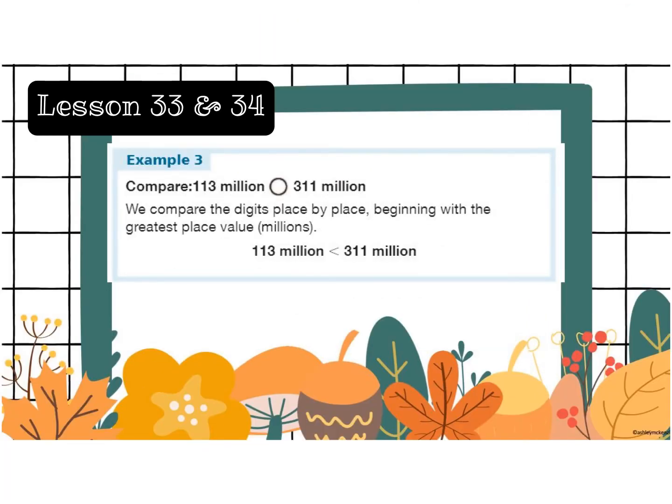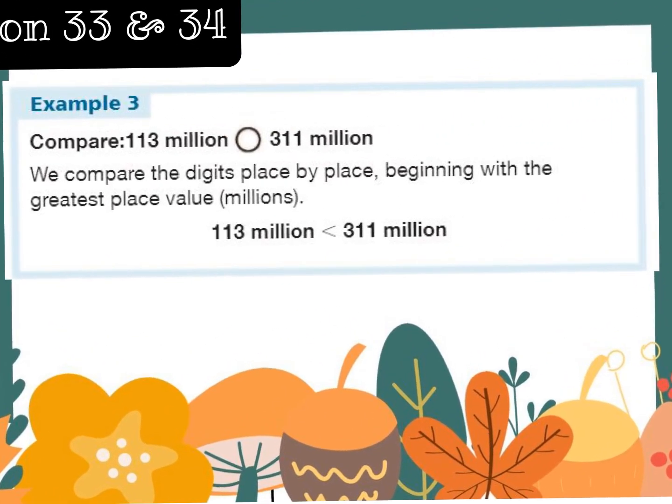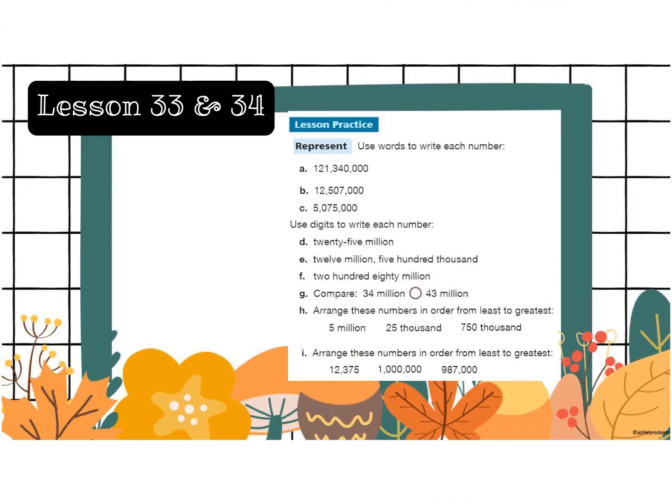Okay, here's another one. Comparing 113 million to 311 million, which one would be greater? And it's already done for you right here. You're just focusing on 113 versus 311. If your place value matches here and here, then you're just looking at the numbers. Whichever number's bigger is the greater number overall.